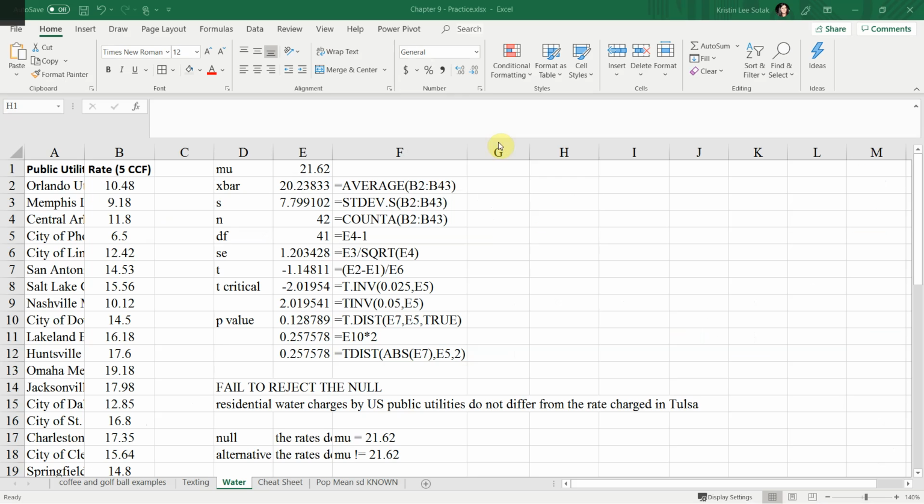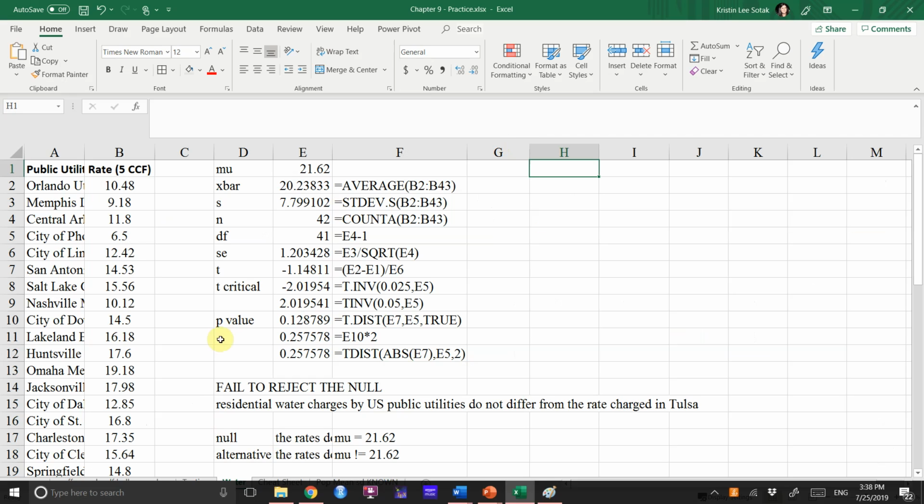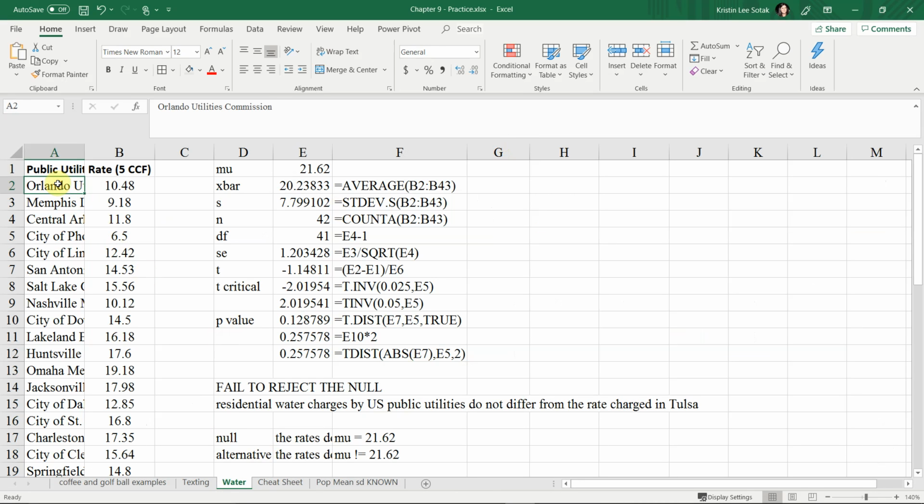So let's look at the data. It is in the Chapter 9 Practice Excel file under the Water tab. Here are all the different municipalities across the U.S., and here are their rates. So we want to calculate a sample statistic, a mean, as a point estimate of the population, to compare to the mu of Tulsa, which is 21.62. I have the solution there, obviously, but let's do this together.